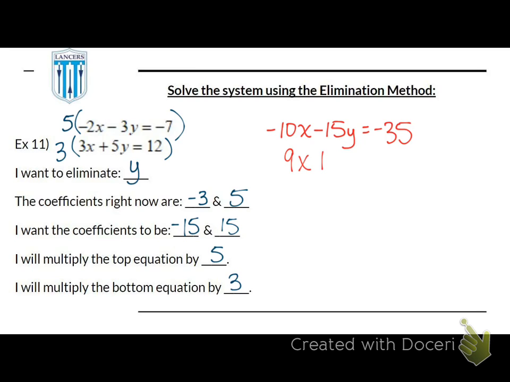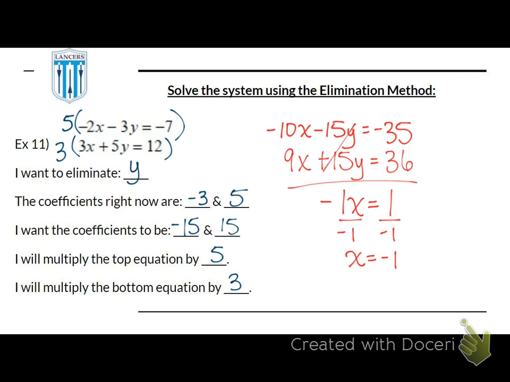9x plus the 15y equals 36. When we combine the equations, the y's eliminate. That's what we wanted. We planned on that. -1x equals -1. We divide by -1. x equals 1.